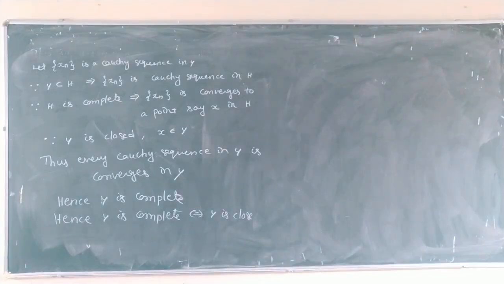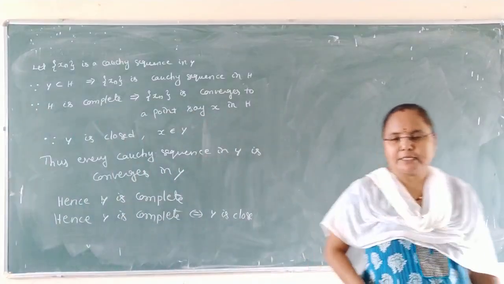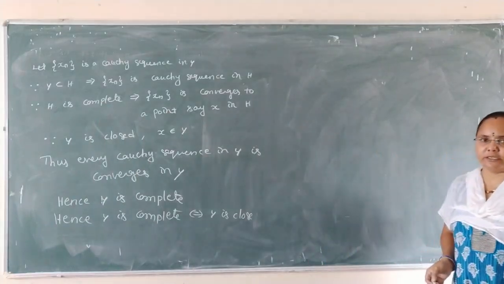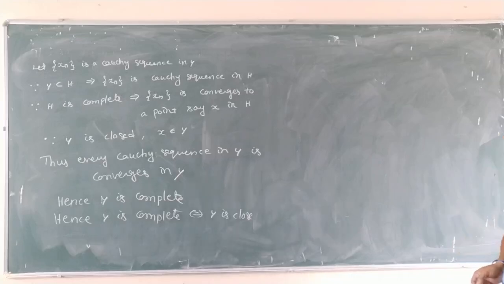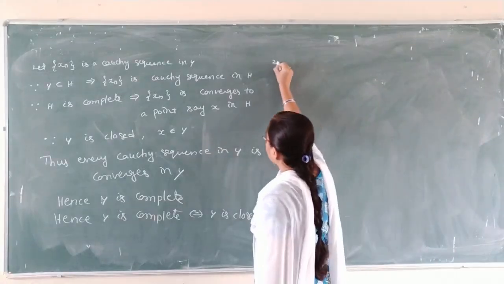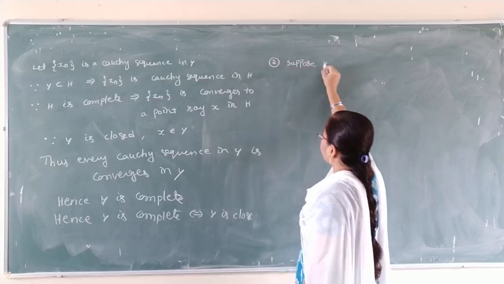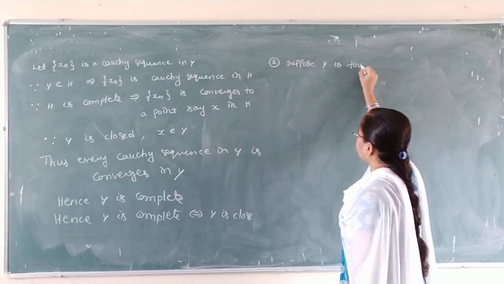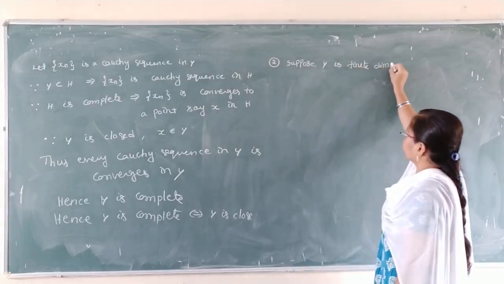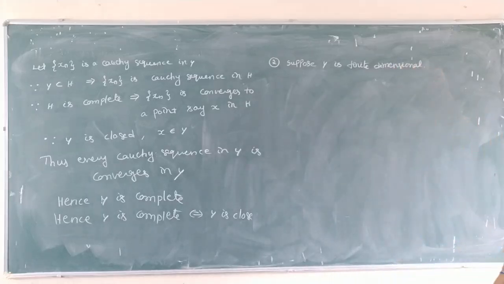See our next point, second one. What is our second point? If Y is finite dimensional, then show that Y is complete. Second point: suppose Y is finite dimensional. Okay, then what we have to show now? We have to show that Y is complete.